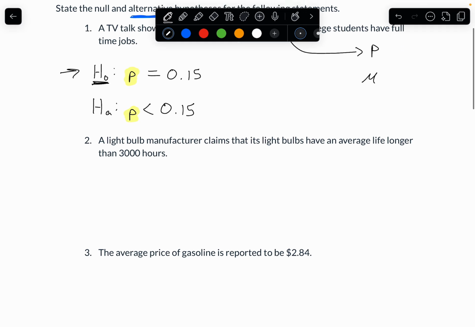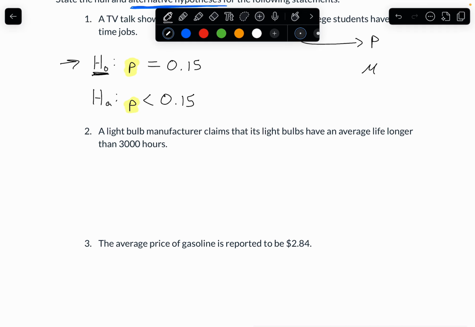Let's take a look at another one here. Number 2 says a light bulb manufacturer claims that its light bulbs have an average life longer than 3,000 hours. So I'm looking at this, my mind is kind of drawn to this word right here, average, which, hey, average, we're probably talking about a population average. So when we go to set up our null hypothesis and our alternative hypothesis, the parameter that we're going to be using is the population mean, which is that Greek letter mu.